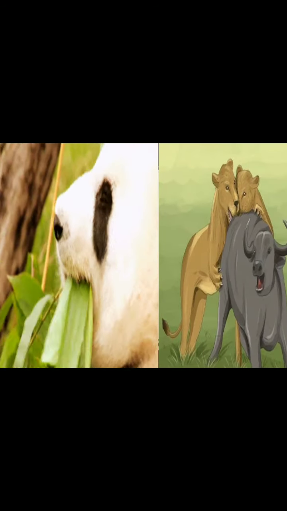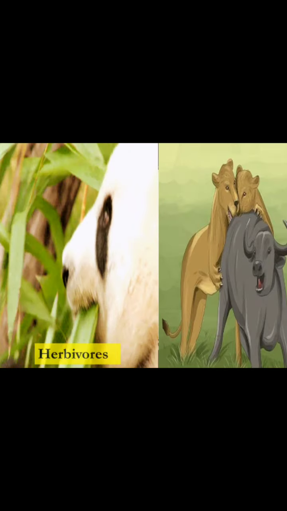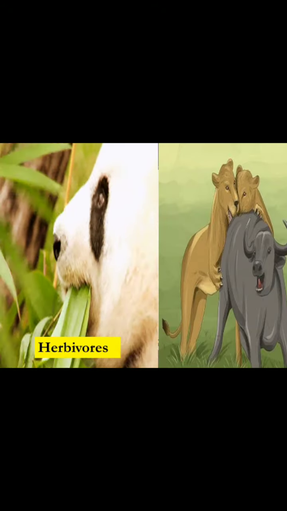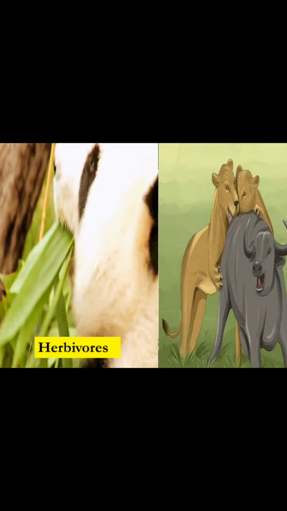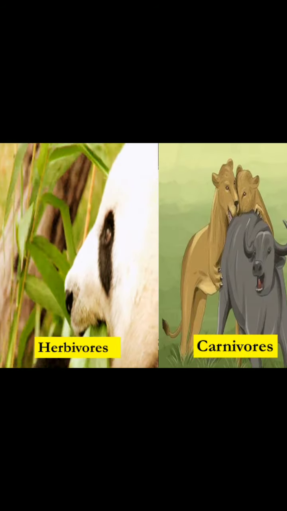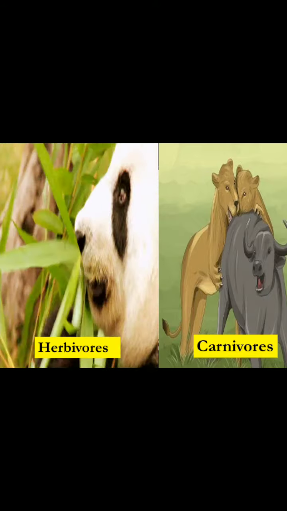Can all organisms prepare their own food? Let's check. Animals that eat plants and their products for their survival are called herbivores. The animals that eat other animals for their survival are called carnivores. There are some other animals that eat both plants and other animals. These are called omnivores. Yes, we humans are omnivores.